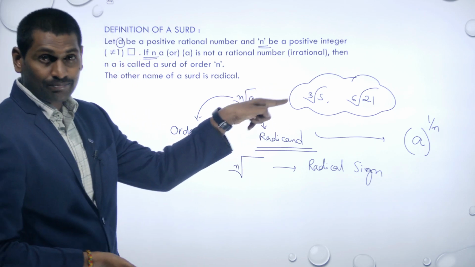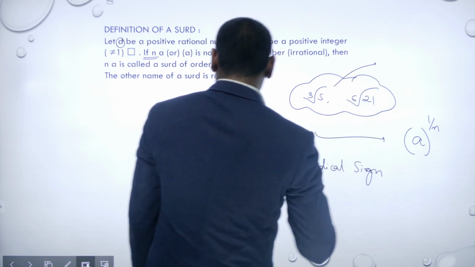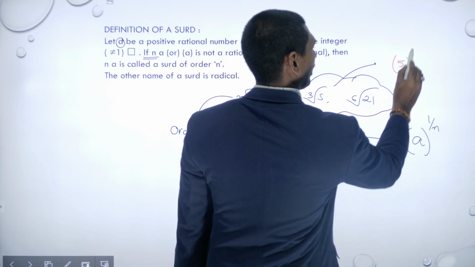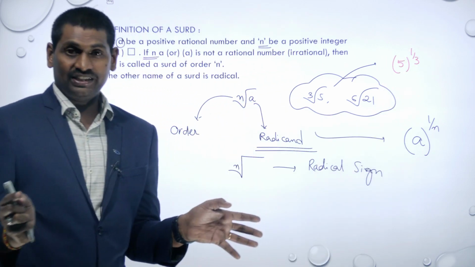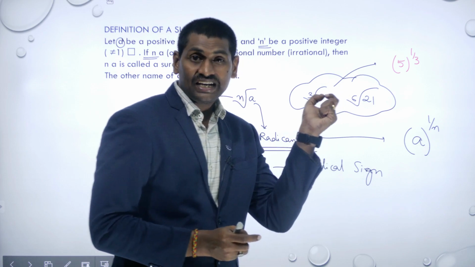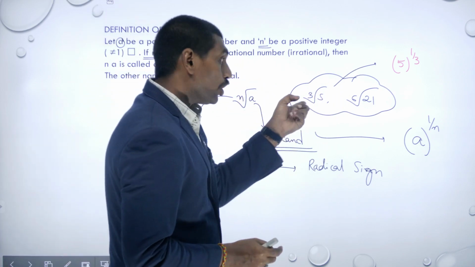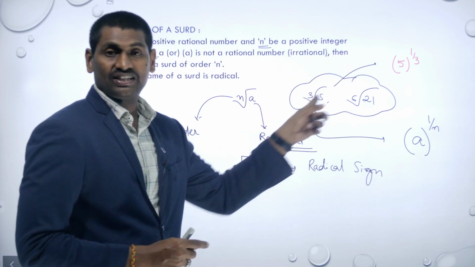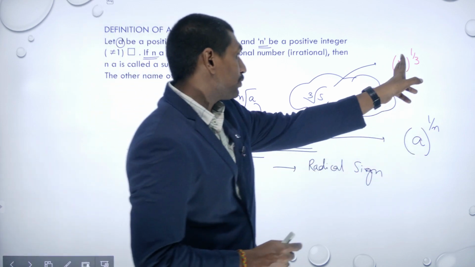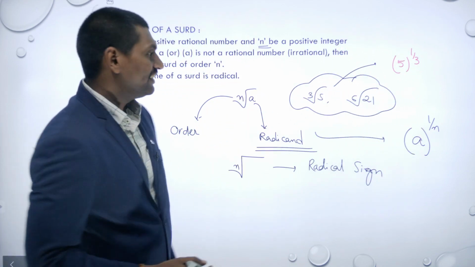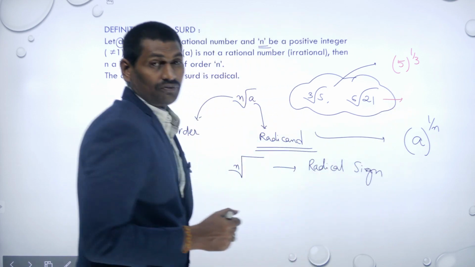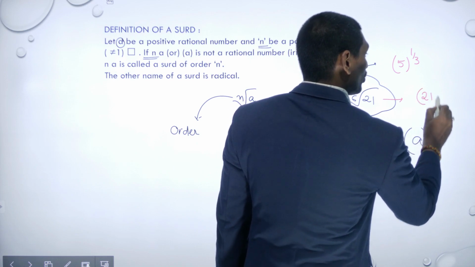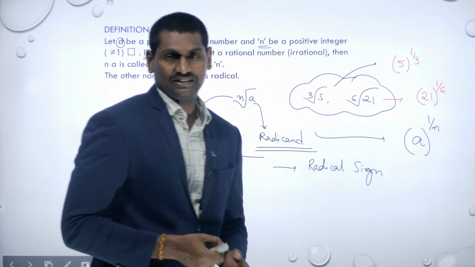Let us go through the example. Here I have given cube root 5. Cube root 5 can be written as 5 power 1 by 3. We are not changing the radicand, we write it as it is, but the radical sign we are converting into exponential form, so it becomes 5 to the power of 1 by 3. In the same way, the 6th root of 21 can be expressed as 21 power 1 by 6.